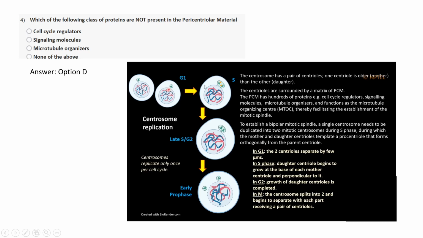During the S phase, the centrioles get divided, and in the late S and G2 phase, there is complete replication of the centriole. During the early prophase, the two centrioles will move apart from each other so that they arrange at the opposite poles, in the opposite direction.